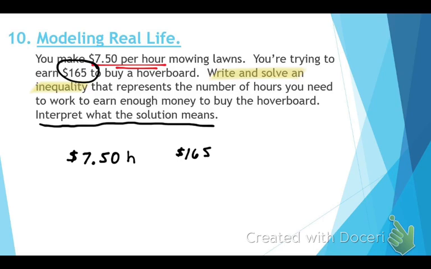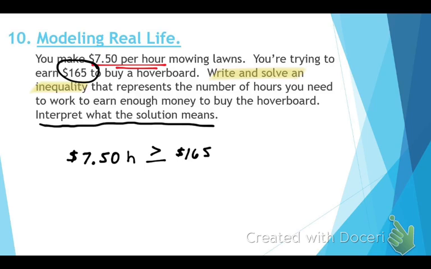If I earned exactly $165, could I buy the hoverboard? Yes, so I'm going to put an equal sign. If I earned less than $165, could I get that hoverboard? No, so it cannot be less than. It has to be more than or greater than. This is where you have written the inequality.